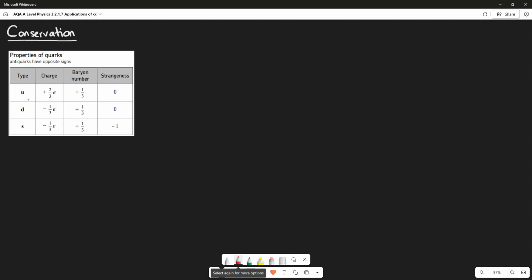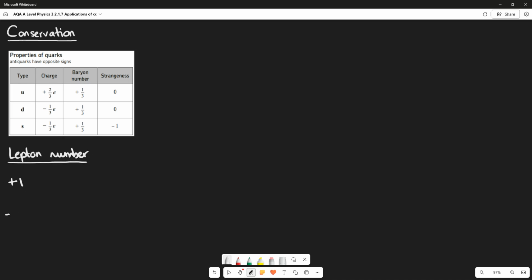So we've previously looked at the quarks and their properties. They have properties of charge, baryon number and strangeness. There is one more property that you need to be familiar with, and that is the lepton number. Now, quarks are not leptons, so they have a lepton number of 0.